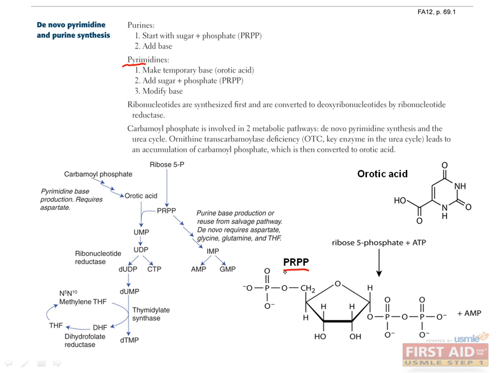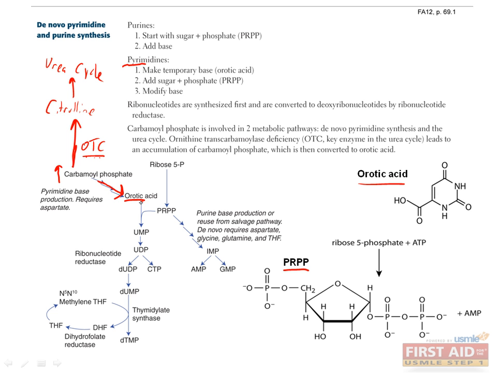These also use PRPP and also need another precursor called orotic acid, or orotate. Orotic acid is made from a precursor molecule called carbamoyl phosphate, and this is covered in one of the later biochemistry lectures. The only thing I want to mention here is that if someone is deficient in the enzyme ornithine transcarbamylase, or OTC, they'll have a buildup of carbamoyl phosphate, which will also increase the amount of orotic acid.